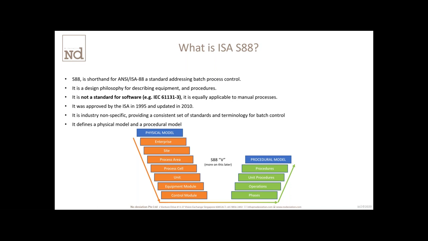The physical and procedural models are the parts we're going to talk about today, but actually S88 has four separate parts. Part one is the models and terminology. Part two is the data structures and guidelines for languages. Part three is general and site recipe models. And part four, batch production records. CQV teams and regulatory teams online might be interested in hearing on that one at another time. But for today, we're just going to cover part one, since the information in all four parts is actually quite dense.